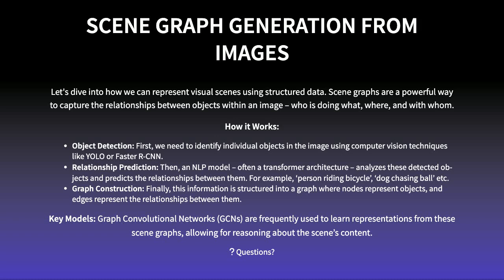We're going to look at scene graph generation, basically teaching computers to see relationships just like we do. First, the computer vision part kicks in and identifies all the objects it sees in an image, using models like YOLO or Faster R-CNN. Then an NLP model comes into play, figuring out how those objects are connected, who's doing what to whom. Think person riding a bicycle or dog chasing a ball. Finally, all that information gets organized as a graph, with objects as nodes and the connections between them as edges. Graph convolutional networks are often used to really dig into these scenes and learn from the relationships we've identified.